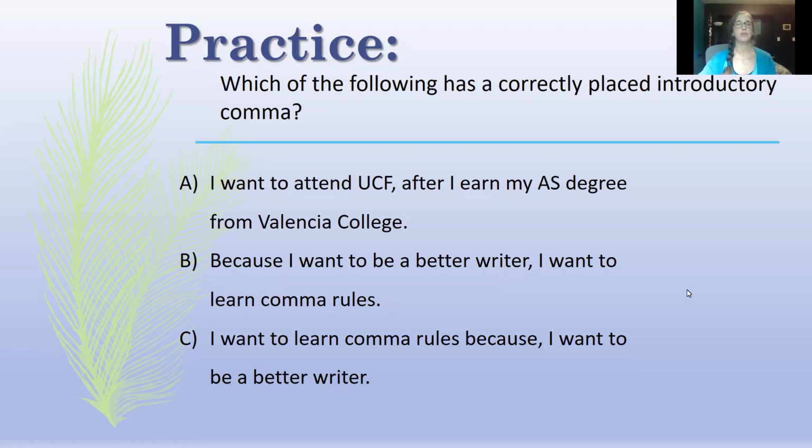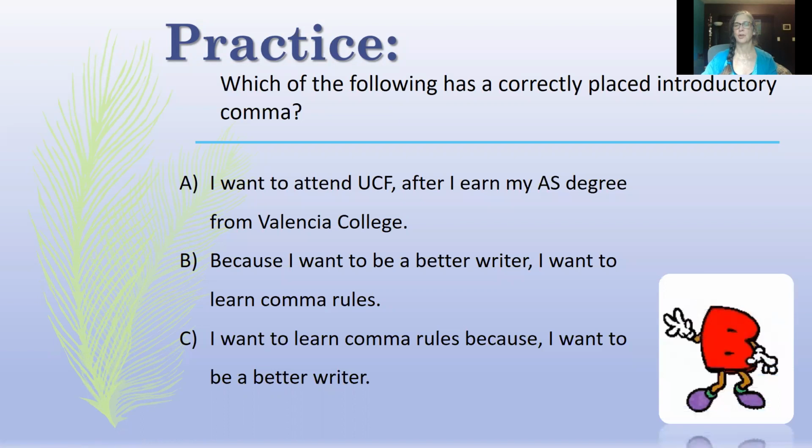Absolutely. So how would you fix A? You just take it away. Good. And how would you fix C? Take it away. Absolutely. I want to learn comma rules because I want to be a better writer. What if I were to reverse this? What if I were to say, because I want to be a better writer, I want to learn comma rules? Then you would have to put it after writer. Absolutely. Good job, Joey.